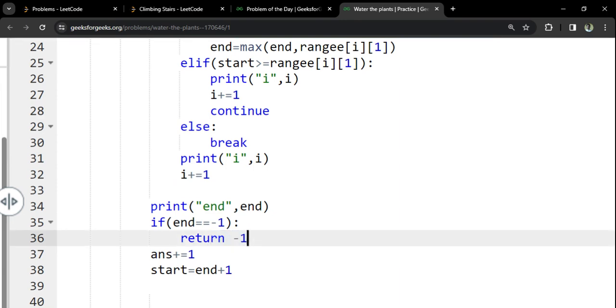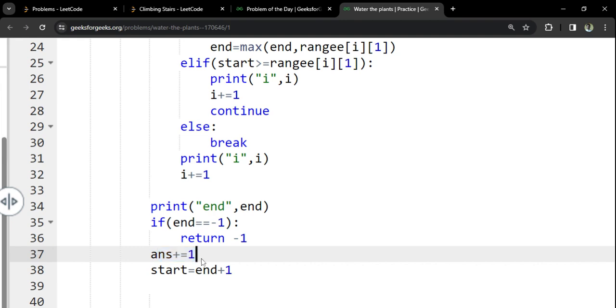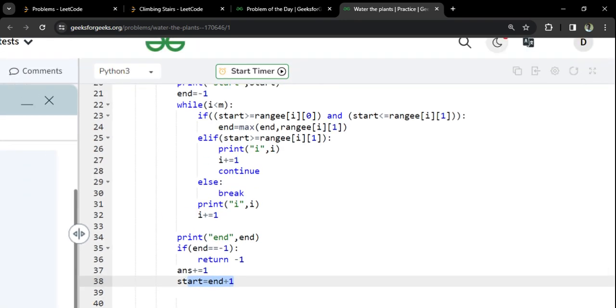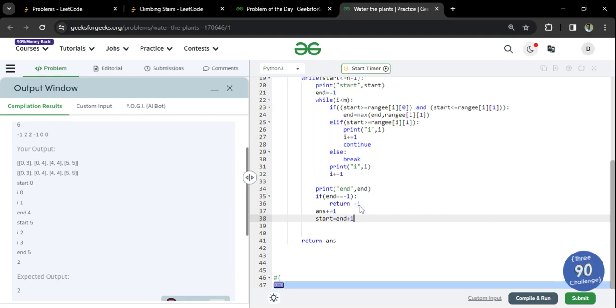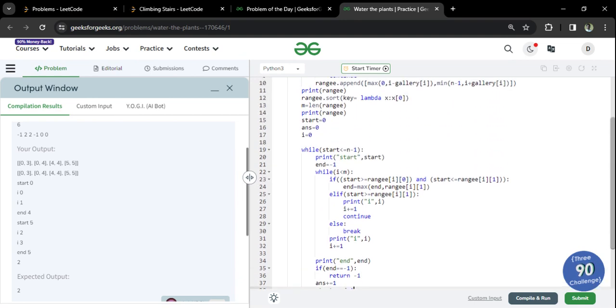If we are not running this code, then definitely we have chosen something that is not minus 1. That means we have chosen some range. That's why we will increase the answer by 1 and we will make start equal to n plus 1. So that is the basic idea of this particular answer, and finally we're returning the answer.